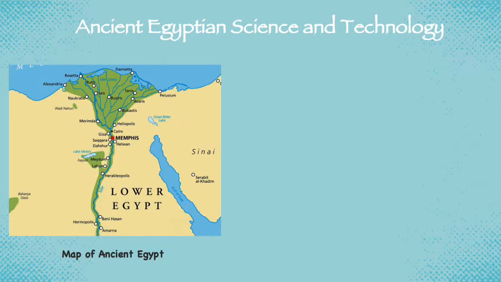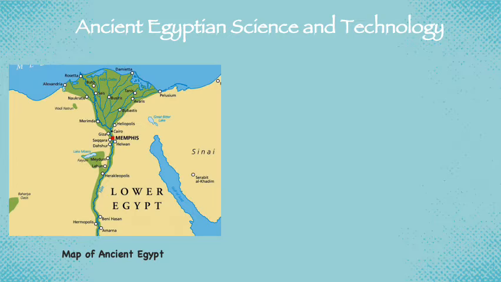Now let us go to the ancient Egyptian civilization. Ancient Egypt was a civilization of ancient North Africa that flourished around 3100 BCE. As shown in this map, the Egyptian civilization developed along the Nile River in large part because the river's annual flooding ensured reliable and rich soil for growing crops.